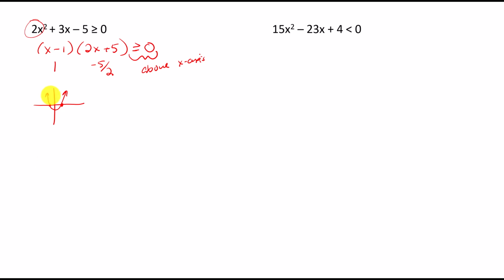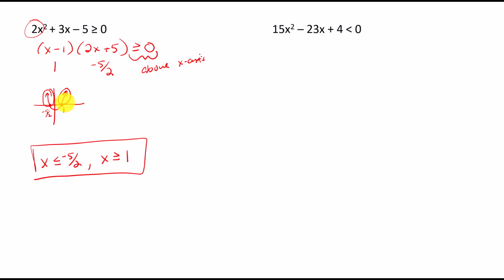Okay, so we see that it's above the x-axis here. And this was our smallest x-intercept, the negative 5 halves. So when x is less than or equal to negative 5 halves, it's also above the x-axis here. And this was our 1, our x-intercept of 1. So when x is greater than or equal to 1. Okay, and that should be the answer that you have. Always the smallest x value, so x is less than or equal to the smallest, and x is greater than or equal to the largest when you have these two parts of your graph.